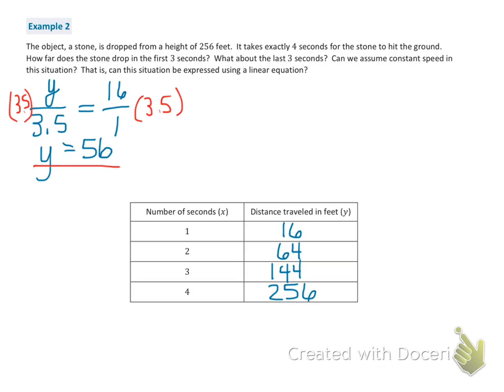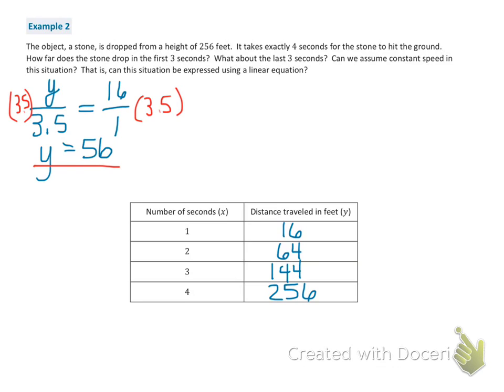But that doesn't seem reasonable at all, does it? Because we know that it has to be more than 144. Because we know that in 3 seconds, it went 144. So it's got to be more than that. So using a proportion of constant rate didn't work.